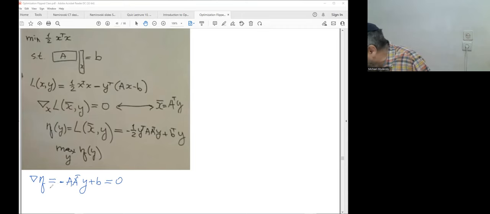I put the unknown on one side. So I get A transpose y equal b, and we assume now that A transpose is invertible. In general, one can talk about this, but let's assume it for simplicity. So then y is equal to A transpose inverse times b.